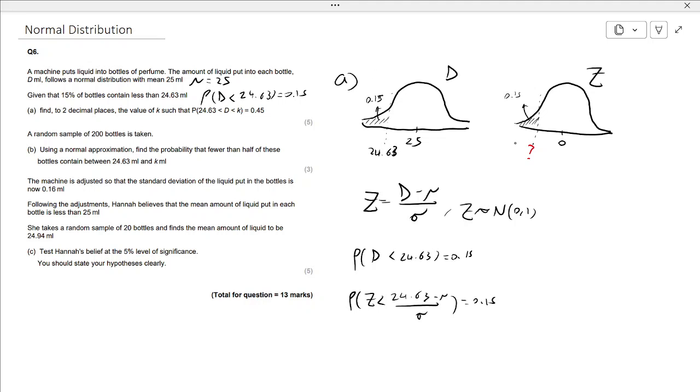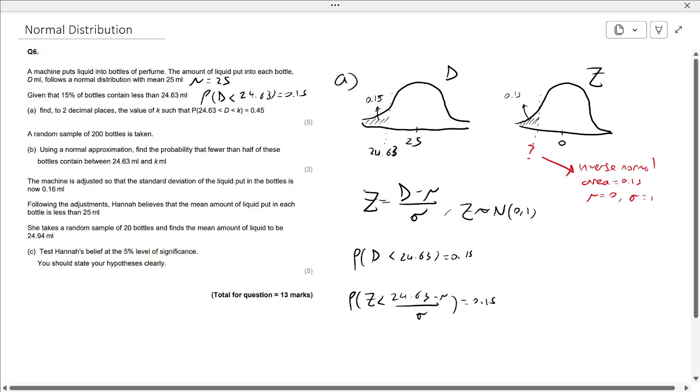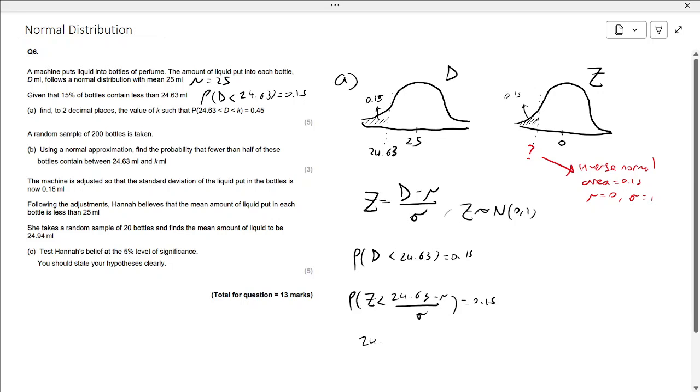Now, you can use the inverse normal function on your calculator. If you know there's a 15% chance of the z-score being less than a particular value, and you know the full distribution for z, don't you? You can find it, you do the inverse normal. So the area is going to be the area to the left, which is 15%, and then mu is always going to be 0, sigma always going to be 1 because it is z. So over here, my working, I'm going to write 24.63 minus, now mu was actually 25, so I'll put that in there, over sigma.